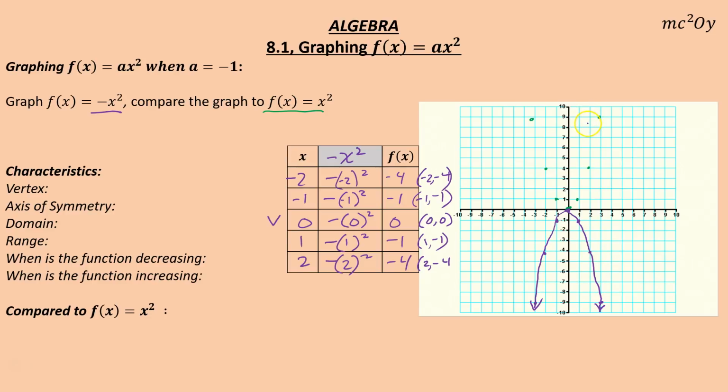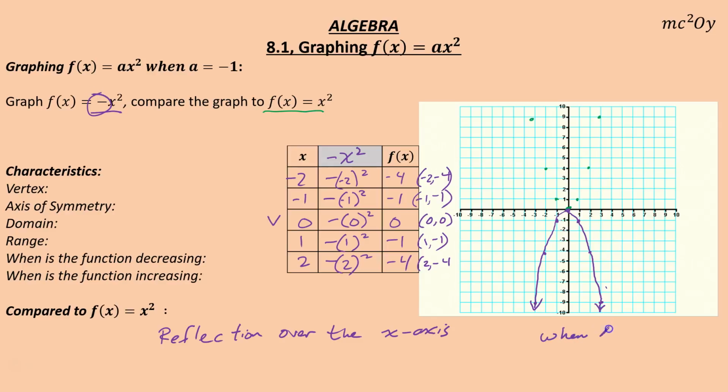turned over, right? Like, if you were to turn your screen over, you would see the parent function just opening downward. And that's what a negative does if you remember your transformations. Okay? When you compare it, it's a reflection over the x-axis. Okay? When we compare it to x squared, this is just a reflection over the x-axis. So what you need to take away, when you have a negative, your graph opens down.